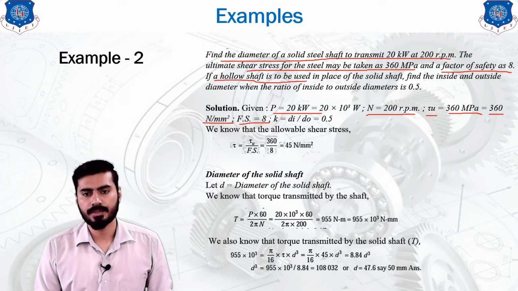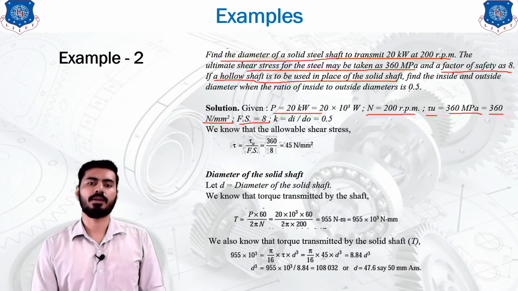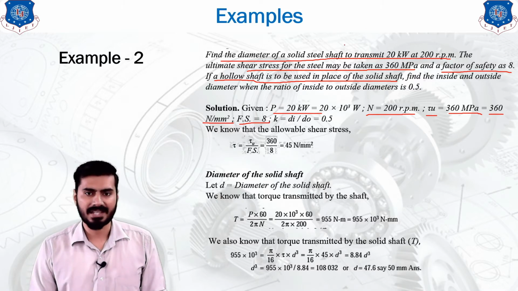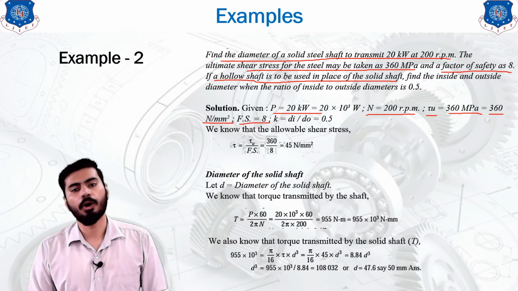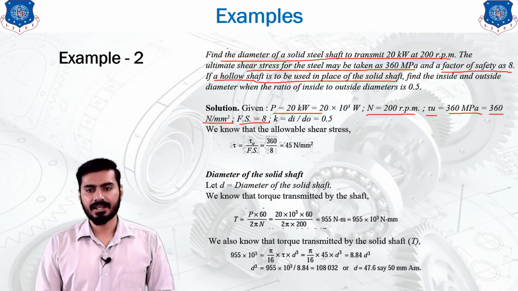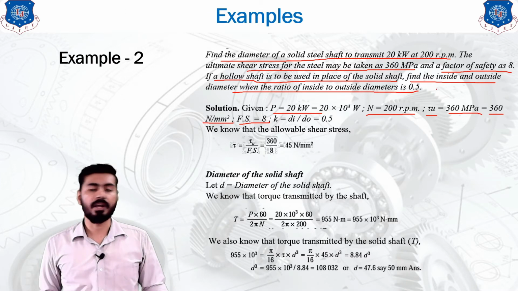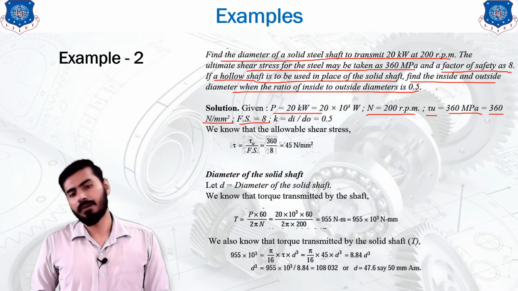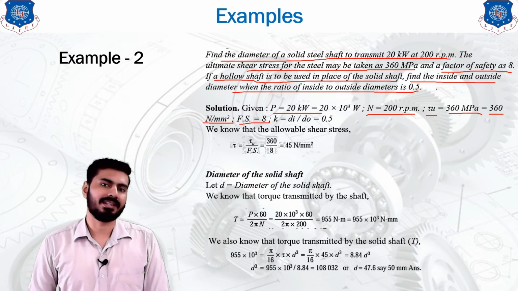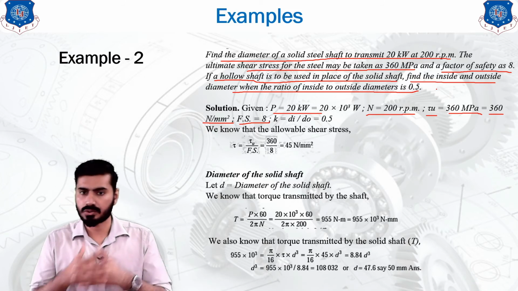Hollow shaft is to be used in place of the solid shaft. First we need to calculate the diameter of the solid shaft, then they have considered another case of the hollow shaft. Find the inside and outside diameter when the ratio of the inside to outside diameter is 0.5. So whenever the 0.5 ratio is there for the inside to outside diameter, then they require a design of a hollow shaft in place of the solid shaft.